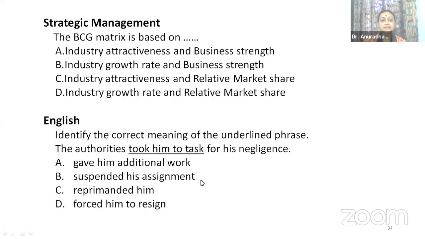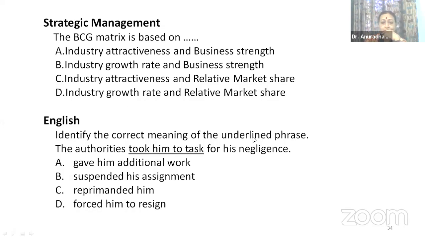Strategic management. The BCG matrix is based on industry attractiveness. Now here, see, there's a combination. This could be a slightly more difficult question as compared to just asking what is meant by the BCG matrix. It is based on industry attractiveness and business strength, industry growth rate and business strength, industry attractiveness and relative market share, industry growth rate and relative market share. Now here you have different combinations of each. The student might know one, but he has to reason out, think a little bit before he comes to the right answer, which is D.